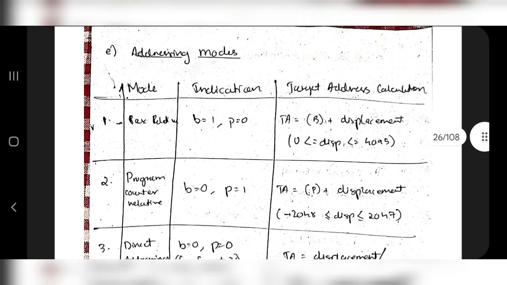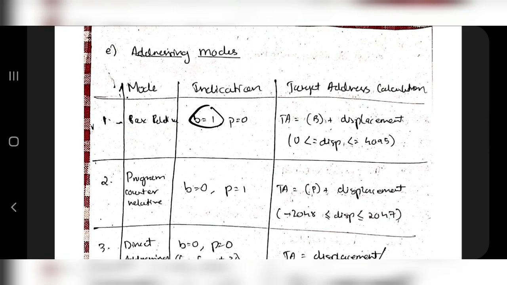Okay, so the first one is base relative. B is equal to 1. B means what? Base. Okay, so base relative. P is equal to 0 means it is not PC relative. Either B will be 1 or P will be 1. Both can't be 1. Okay, both can be 0 but both can't be 1. Okay, so if it is base relative, what will be the target address?